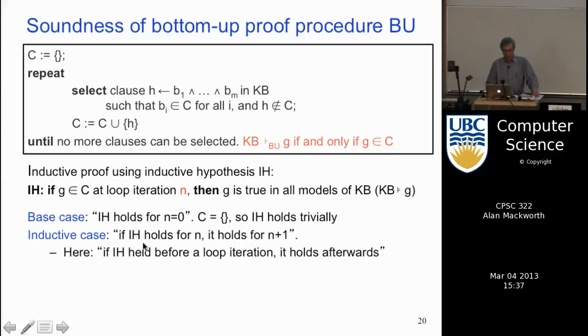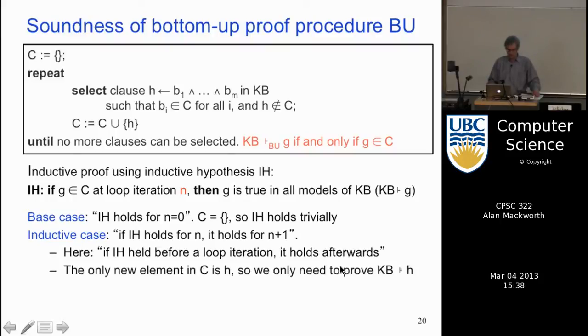Here's the inductive case. If this hypothesis holds for n, then it holds for n plus 1. That's what we want to prove. If we can prove this, and we proved it for n equals 0, then it's true for n equal 1, 2, 3, 4, and so on, as long as it goes. And we know this loop will halt, so it's true for any finite n, so it's true when it finishes. In other words, if it holds before a loop iteration, then after one more iteration it will still hold. Classic inductive loop proving.